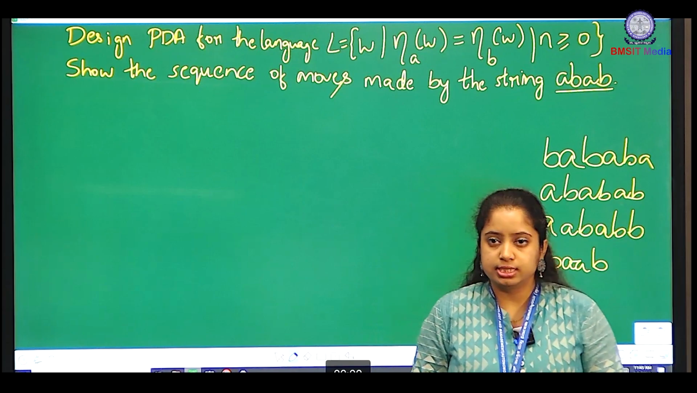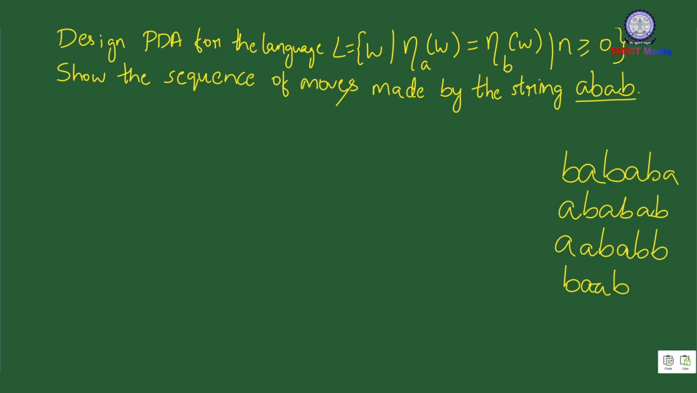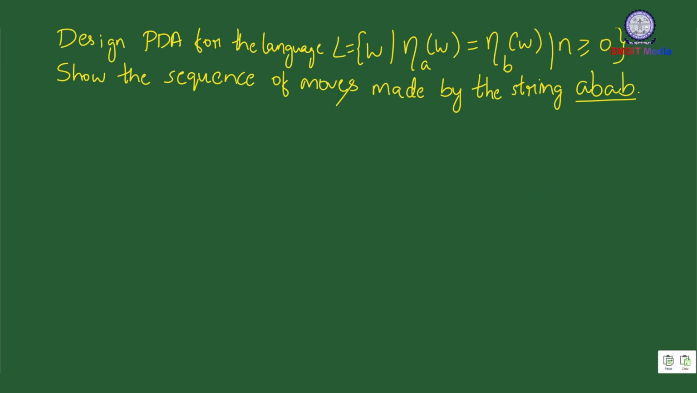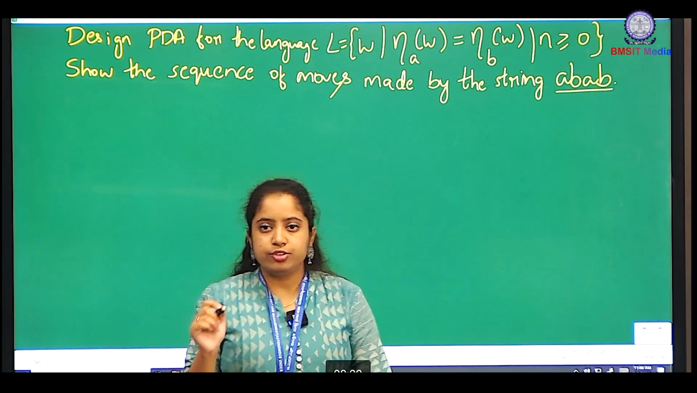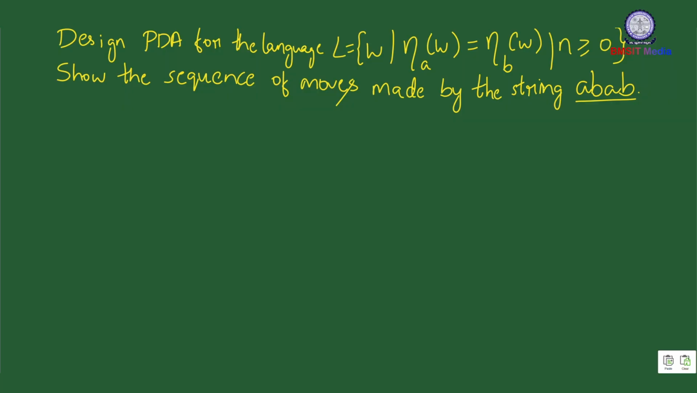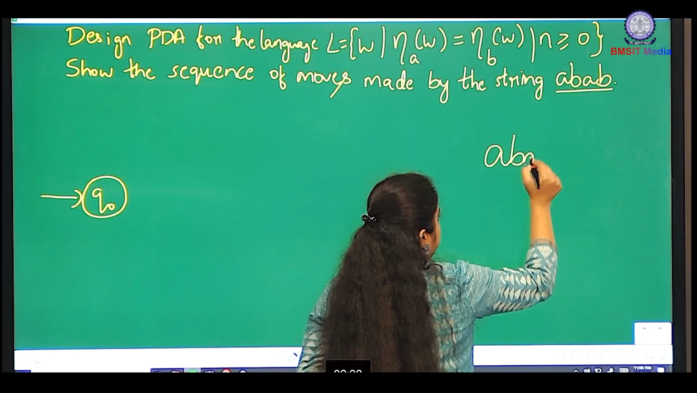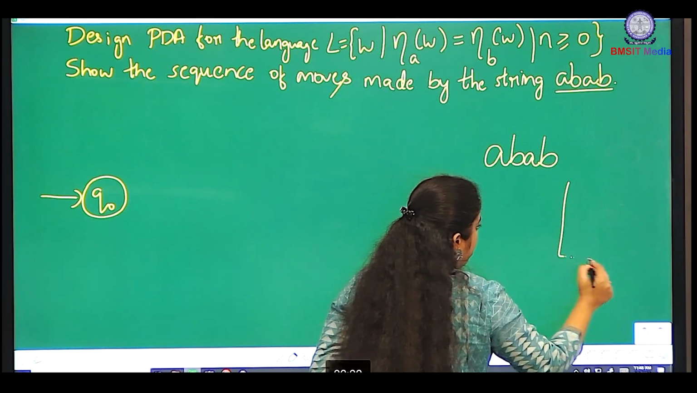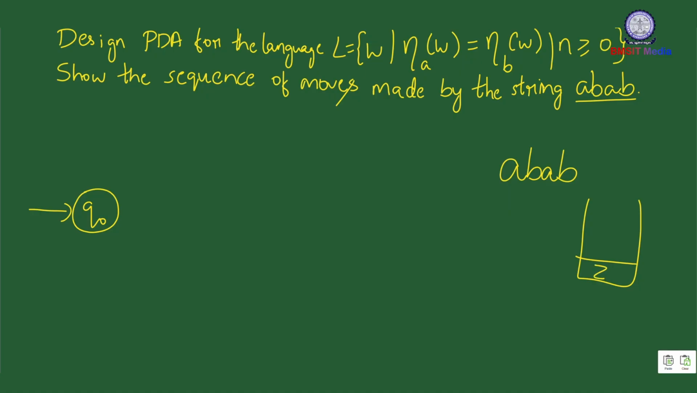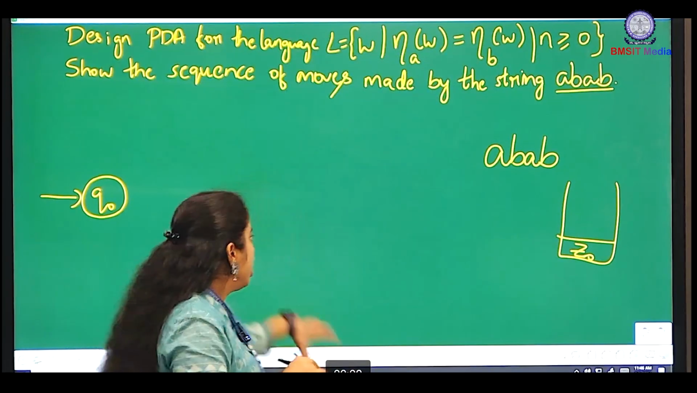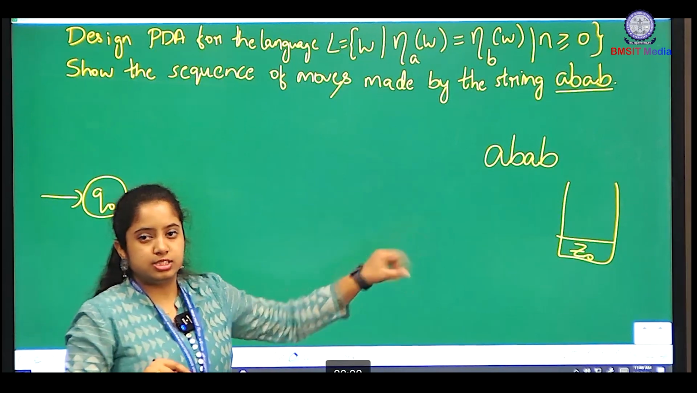This kind of strings has to be accepted by the PDA. So, how to design the PDA for this kind of strings? We will just take a look at it. Again, we will start from the initial state Q naught. So, this is the string ABAB, and we will see how the stack works. If you write this down, you will understand how to design the PDA for that string.